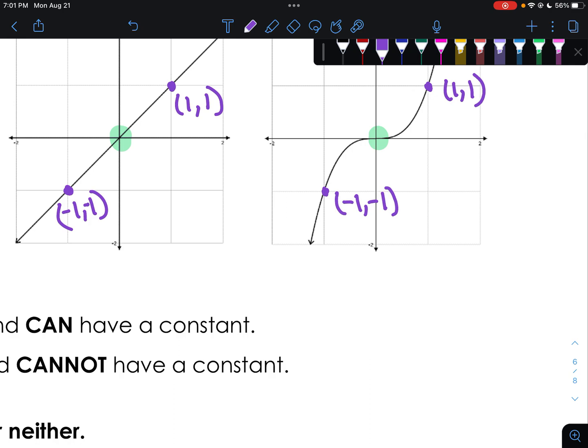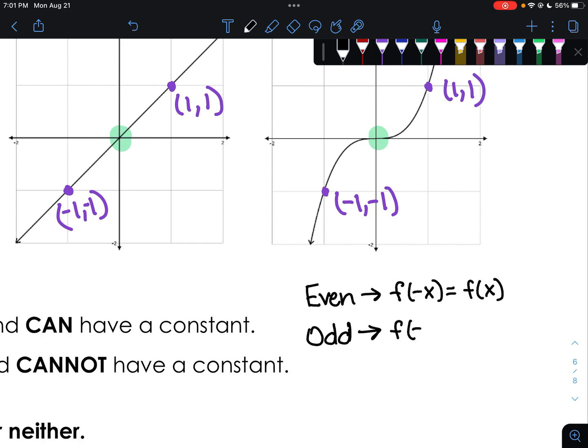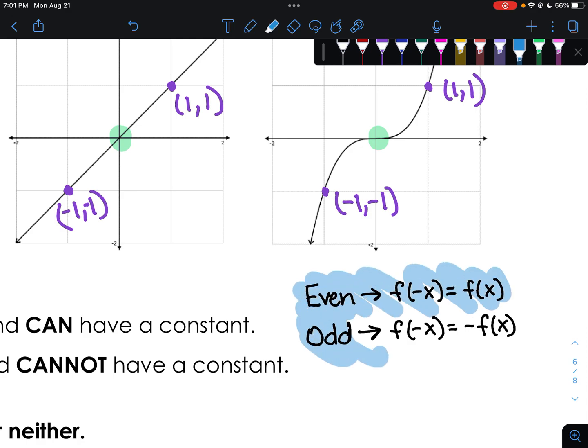Okay, so the math behind it is to be even, if I plug in a negative value, then I'm going to get the same y value that I started with. An odd function, if I plug in a negative value, I am going to get the exact opposite of what I started with. Okay, so that is the math behind even and odd.